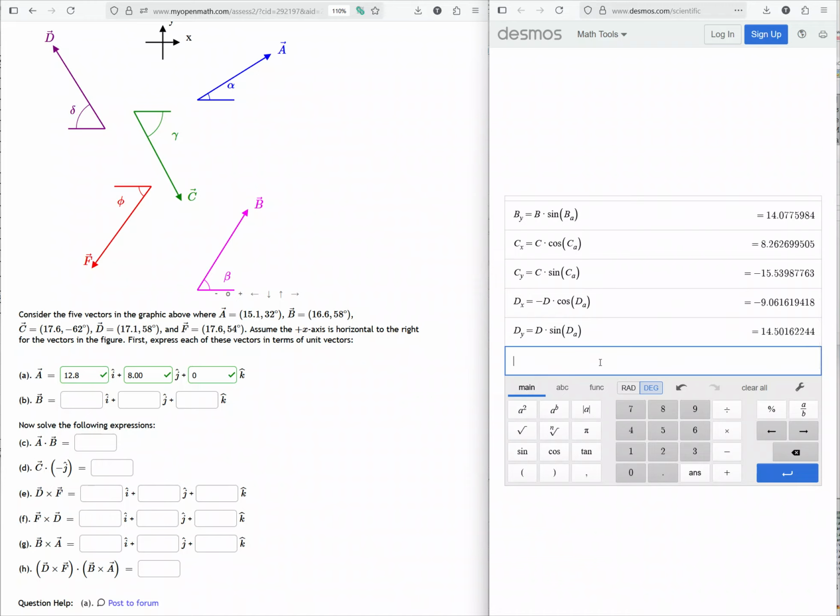And then for the F, it is in the third quadrant. The angle is still relative to the x, so it's going to be the negative of F times cosine of F, cosine of phi.